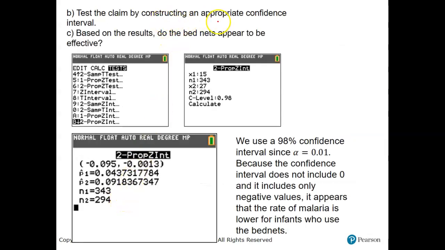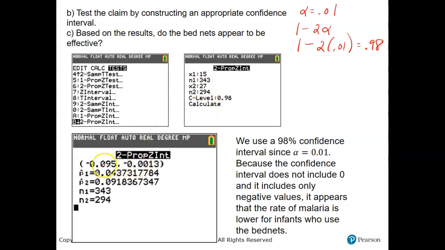Okay, so test the claim by constructing an appropriate confidence interval. This particular one was a one-tailed test, and our alpha was 0.01. So what we're going to do is 1 minus 2 times the alpha. That's going to give us 0.98. So that's my confidence level here. I've got my values, and I'll calculate, and I'll get this.